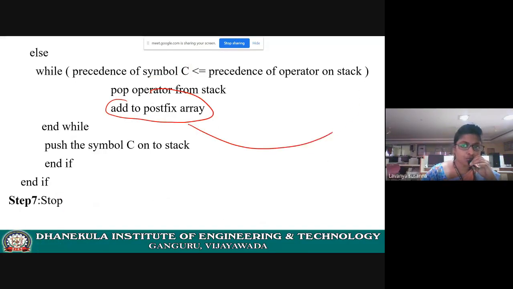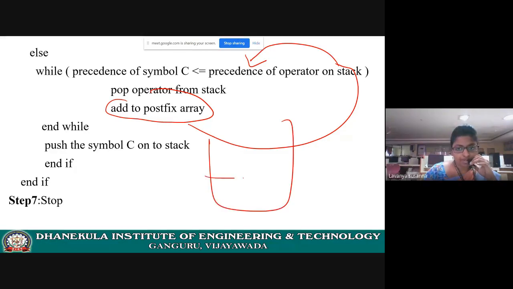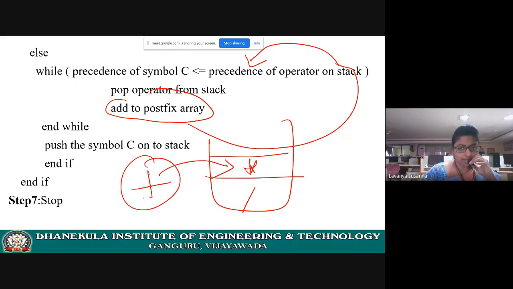Again, control goes to the while loop. See, students, this is a while loop, which means again you need to compare. There is divided by, star symbol, and there is plus. You need to compare with the topmost element. After comparing, here the precedence of the plus symbol is less than the precedence of star, right? You need to pop it, delete it and add it to the postfix array. After adding, this is a while loop, so again you need to repeat the process.